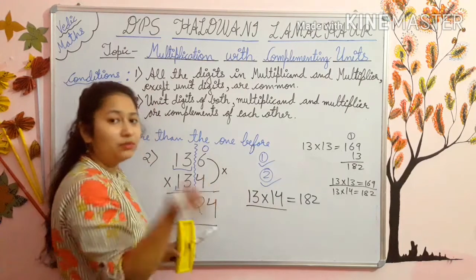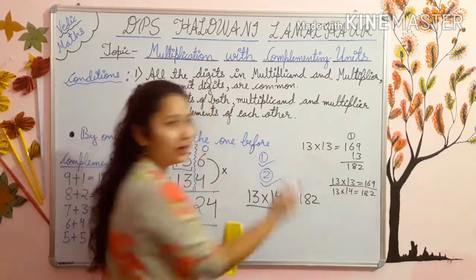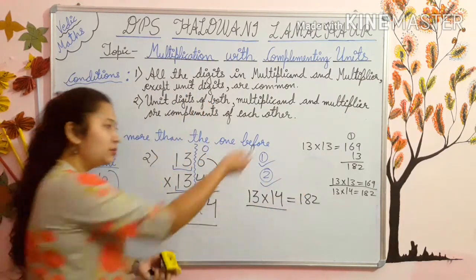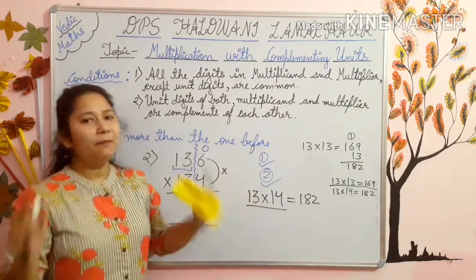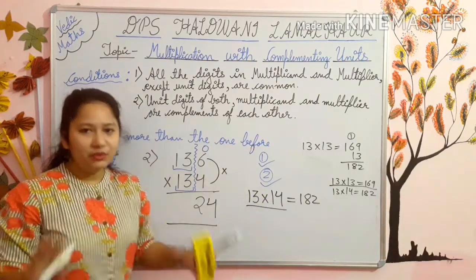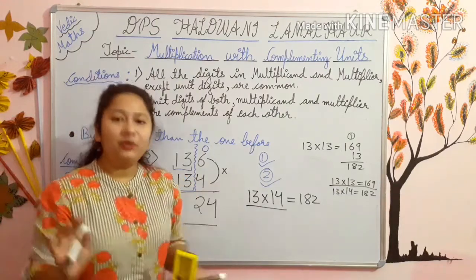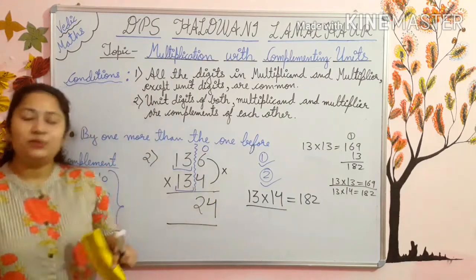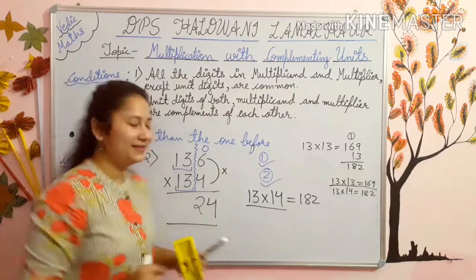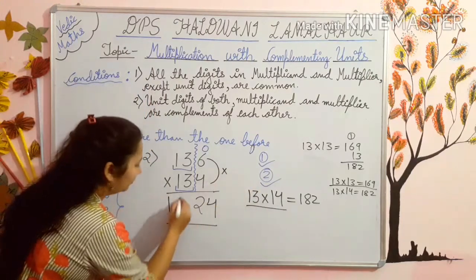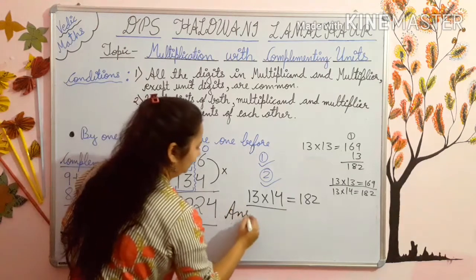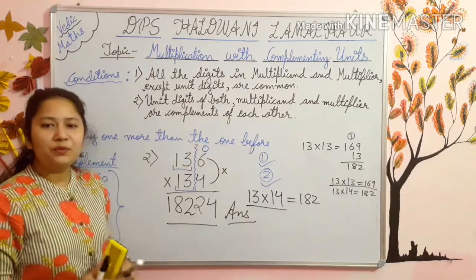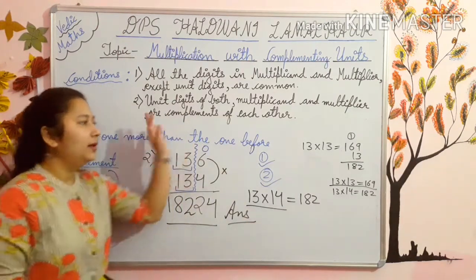So the students who don't know these squares and can't do so much orally in their mind, they can directly multiply also. There is no issue. But students, I prefer that you should do all the sums orally in your mind. So it's 182 and this is your answer. I hope students you get this method.